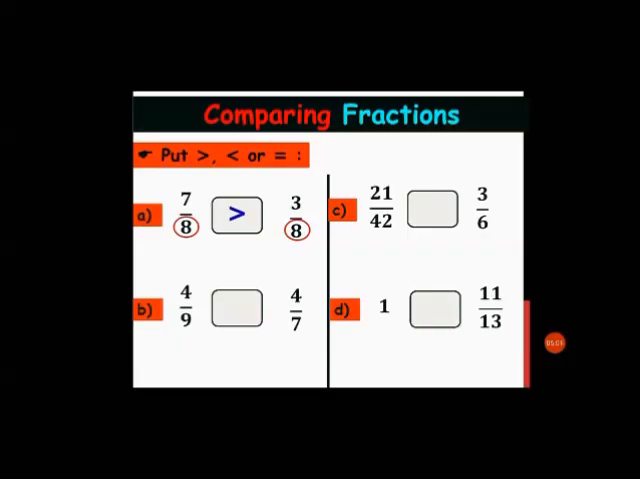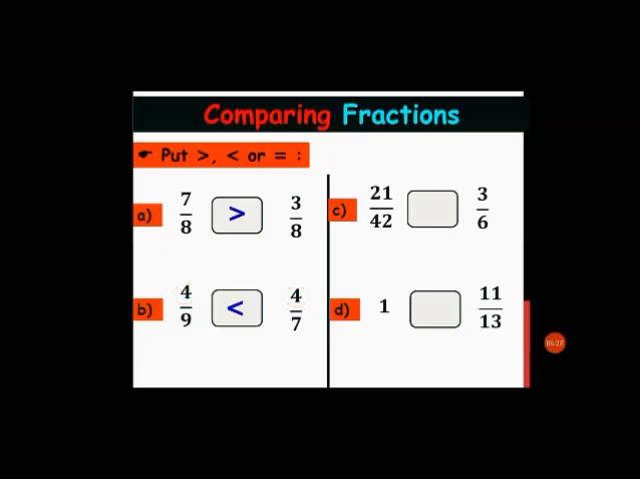The second is that 4 over 9 and 4 over 7. Notice here I have common numerator. So this is the case of crazy fraction, in which the smaller is greater and the greater is smaller. So the greater the denominator is, the smaller the fraction. So 9 greater than 7. So 4 over 9 is less than 4 over 7.